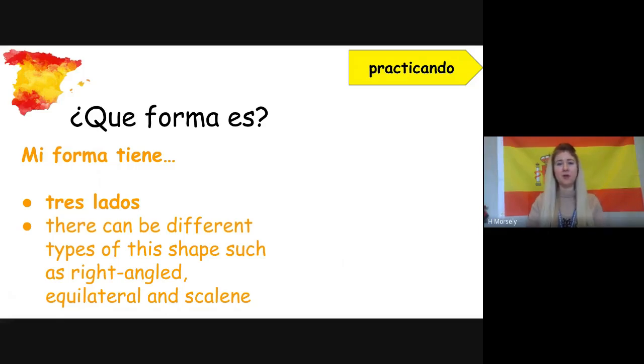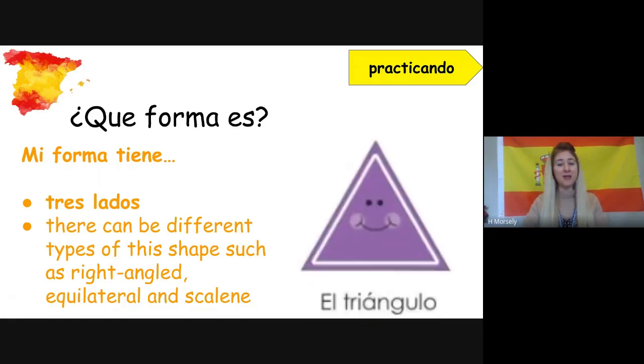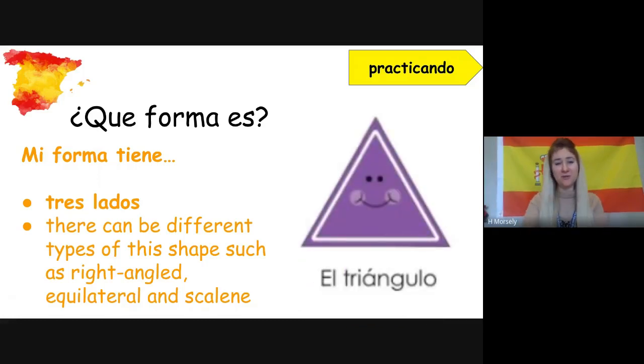So, ¿qué forma es? What shape am I thinking of? We know it has 3 lados. Muy bien, if you are thinking of el triángulo, a triangle. 3 lados, 3 sides, and there are different types of this shape.